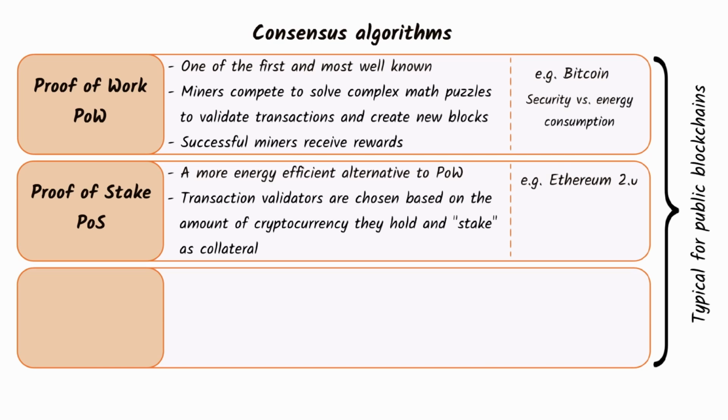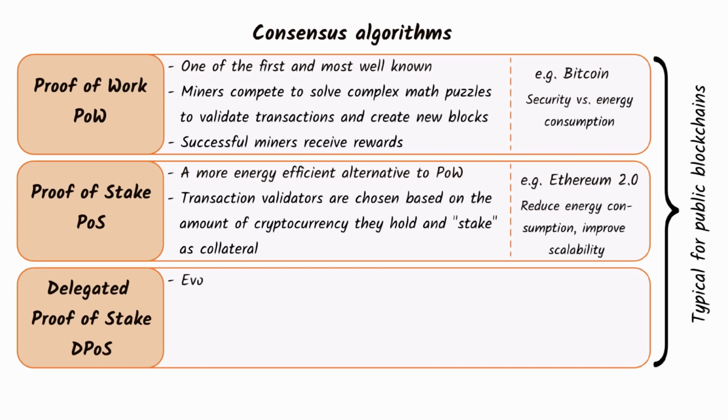Ethereum has transitioned to POS with its Ethereum 2.0 upgrade, aiming to reduce energy consumption and improve scalability. Third, delegated proof of stake, DPoS. DPoS is an evolution of POS.